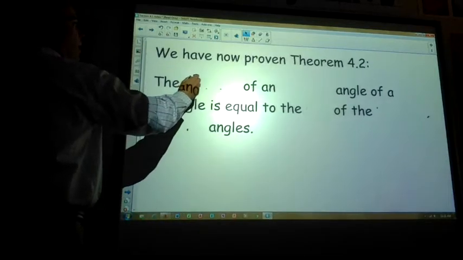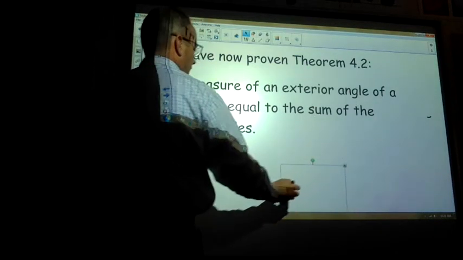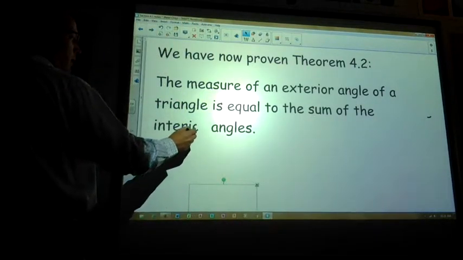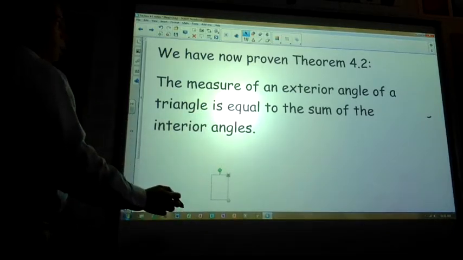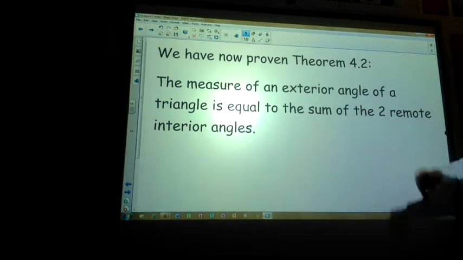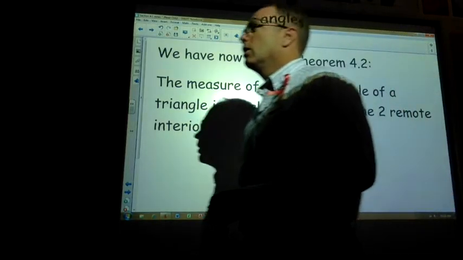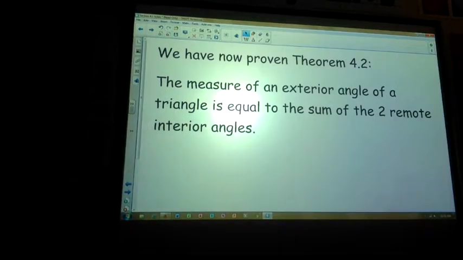All right. We have now proven the theorem. So what does that get out of there? The measure of there and there. Any more? Maybe here. That's it. The measure of the exterior angle of a triangle is equal to the sum of the two remote interior angles. Two remote meaning the angles that aren't attached to the third angle of a triangle. Again, we just did that proof. May I move on?